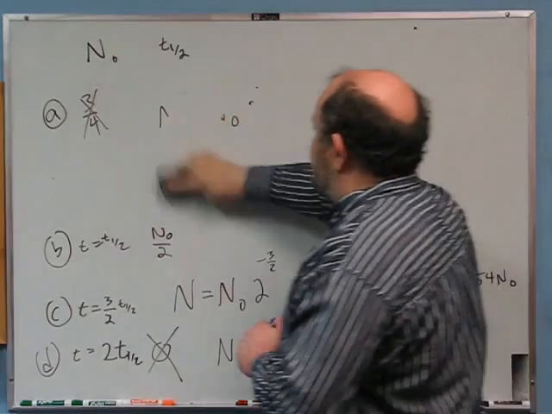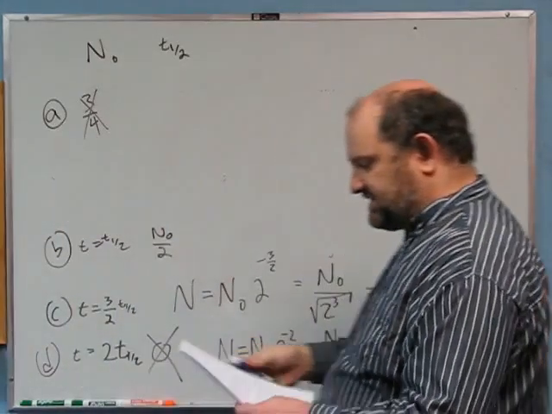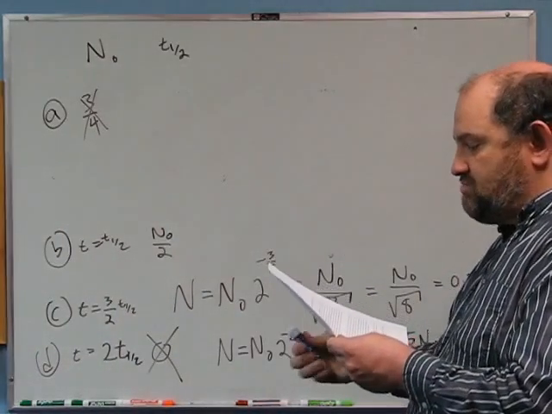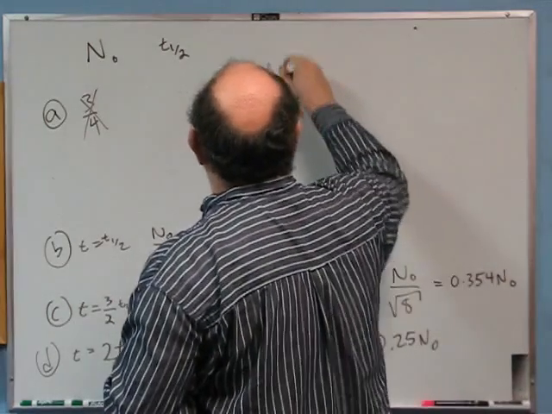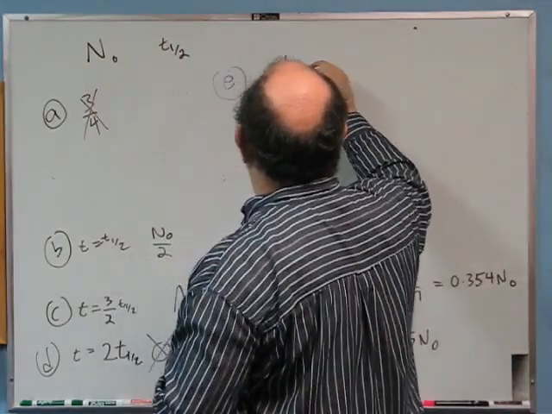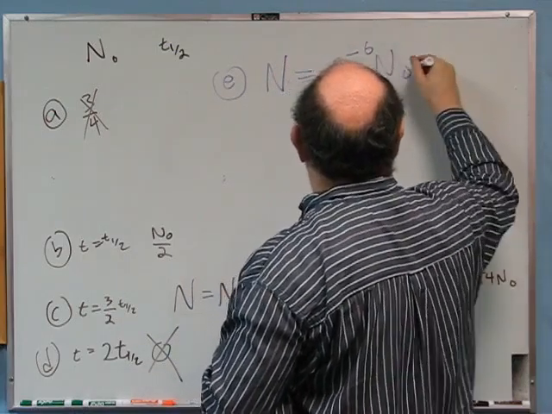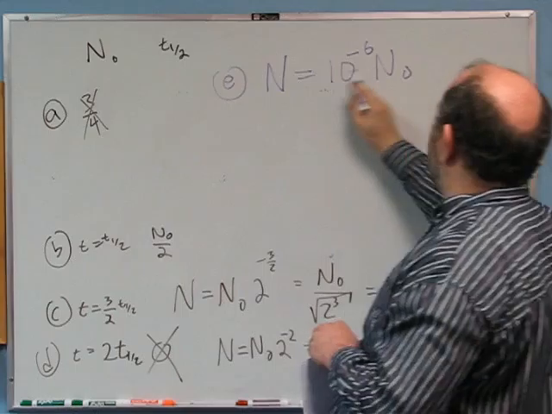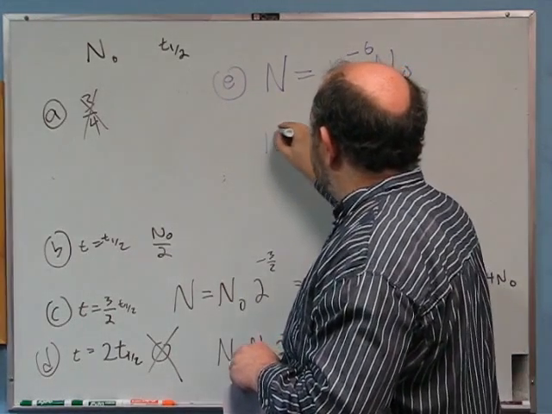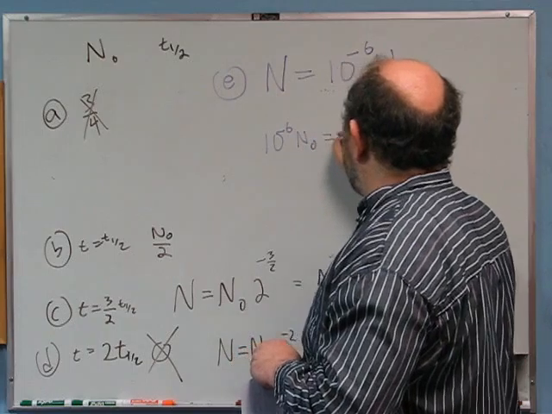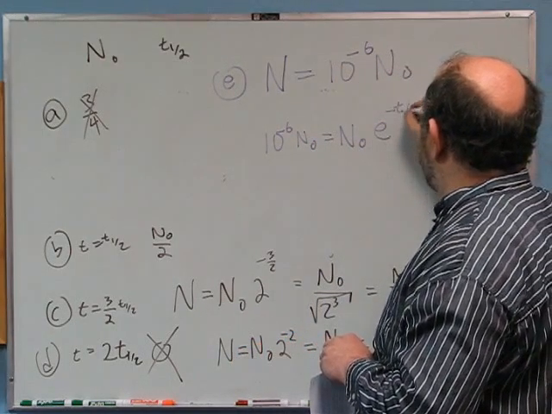Now, for part E, I am going to use the e formulation, I think. We'll see. How long does it take so that fewer than 1/1,000,000th of the original particles will be around? So we want to say how long for n to equal 10 to the minus 6 n naught. Right, that's 1/1,000,000th, meaning there's 1/1,000,000th of n naught left. So we have 10 to the minus 6 n naught has to equal n naught times e to the minus t over tau.